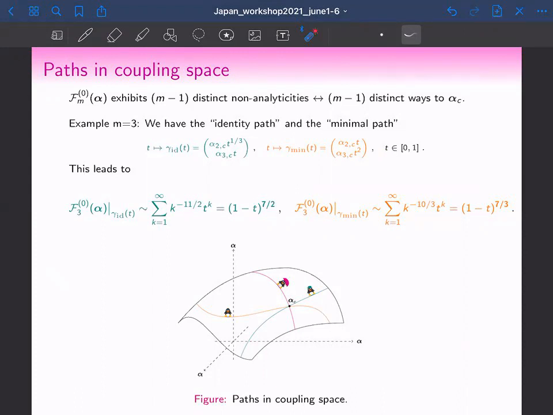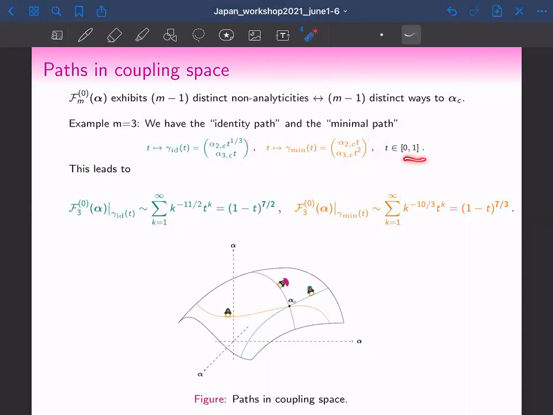And what I can do now is, here's the multi-critical point, and I can basically build a path that goes from the origin in coupling space to the multi-critical point. But it's pretty obvious right from the get-go that there's not a single path. There are multiple different paths that will lead me from the origin to the multi-critical point. And in particular, there are these 2 paths that I will call the identity path, as will become clear in a second, and the minimal path. These are 2 different paths, but they approach the multi-critical point in very different ways.